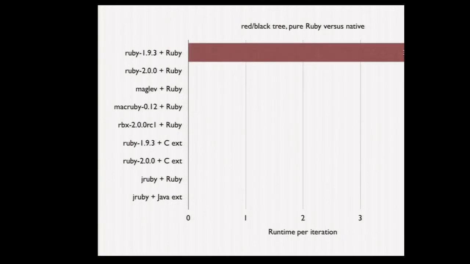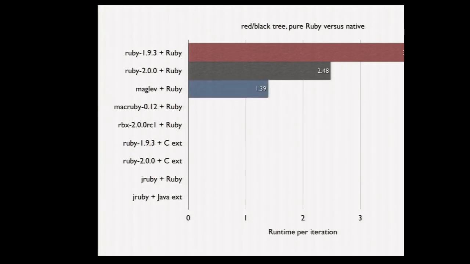Ruby 1.9.3 with the pure Ruby version takes 3.96 seconds for every iteration of this benchmark. Ruby 2.0, again, nearly twice as fast. So I don't want to malign the work that's being done on MRI at all. They are making substantial improvements with every major release. Maglev is the GemStone Smalltalk-based Ruby, about twice as fast as Ruby 2.0 on the pure Ruby version. MacRuby is slightly better. It does a good job of optimizing certain things, other things not so much, but it beats out Maglev a little bit here.